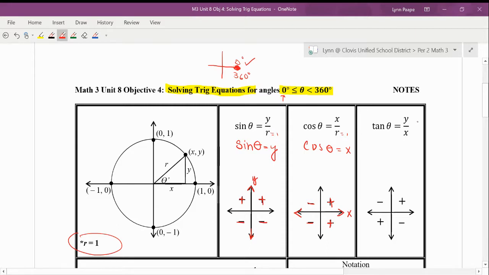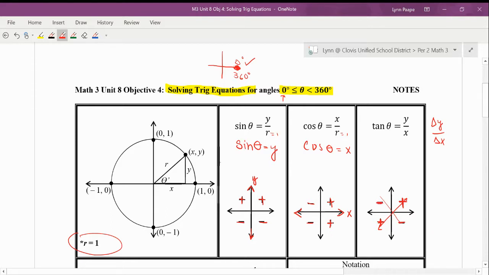And then remember, tangent is y over x. So similar to that would be our slope, right? Delta y over delta x. So if we can draw a positive sloped line, that would cut through quadrant 1 and quadrant 3. So that is where tangent is positive. And if we were to draw a negative sloped line, that would cut through quadrants 2 and 4. So that would be where tangent is negative.